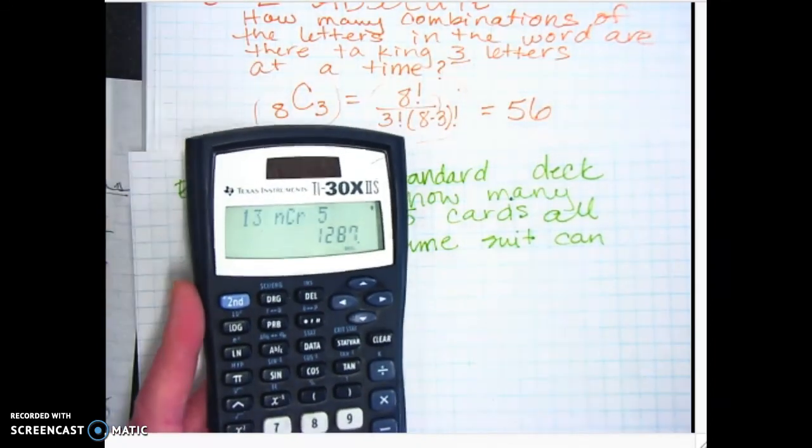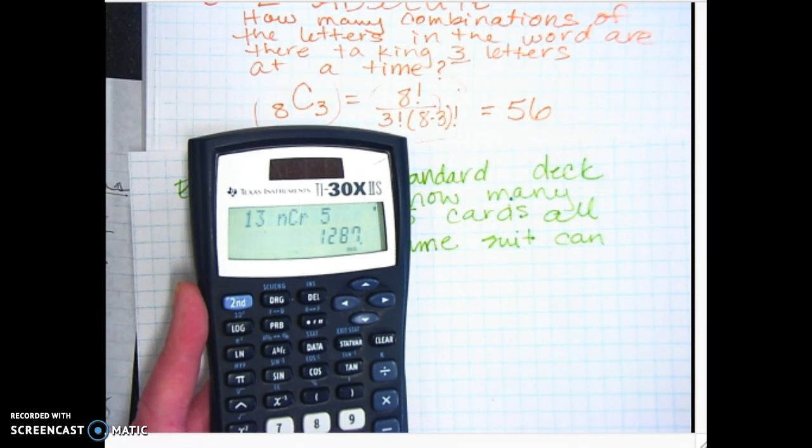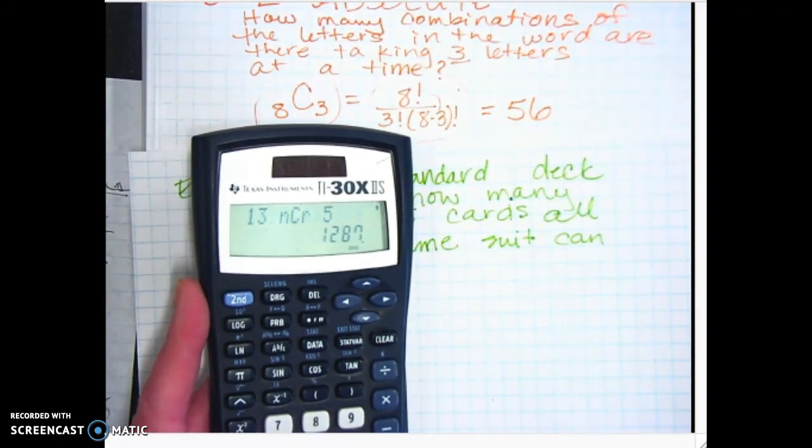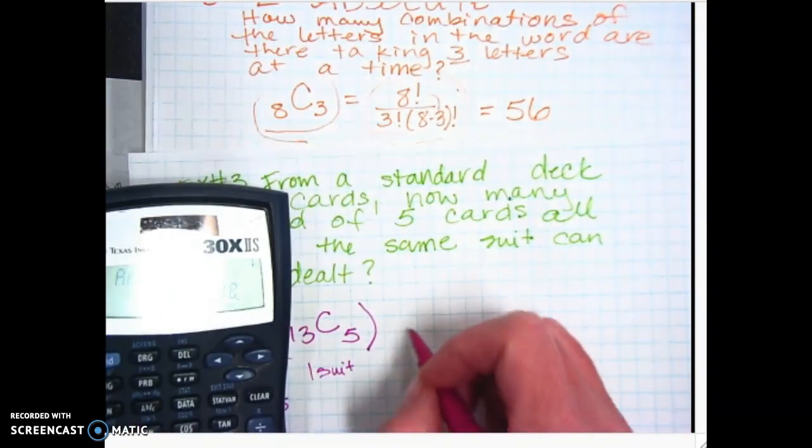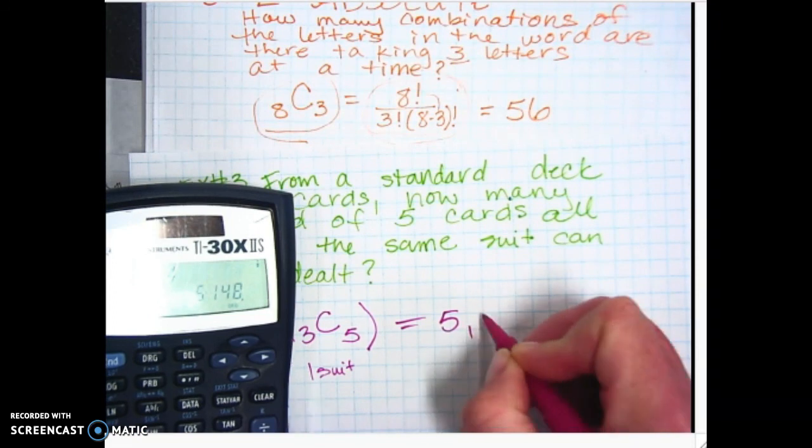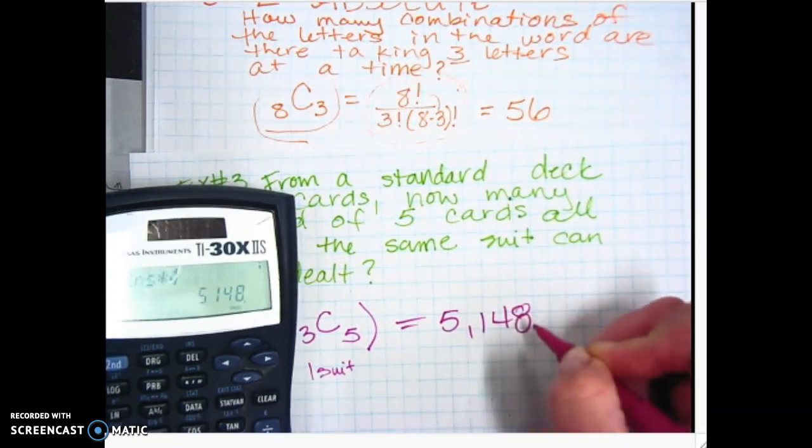It gives you 1,287. That's just for one suit. If they wanted 2 of the suits, you'd multiply it by 2. If they wanted 3 of the suits, you'd multiply it by 3, but they want all 4, so you go times 4. And we've got 5,148 different ways.